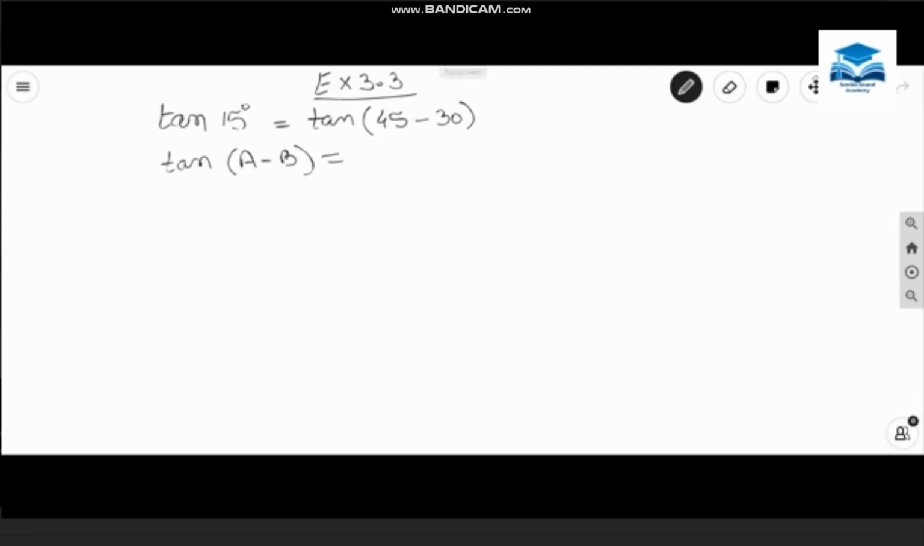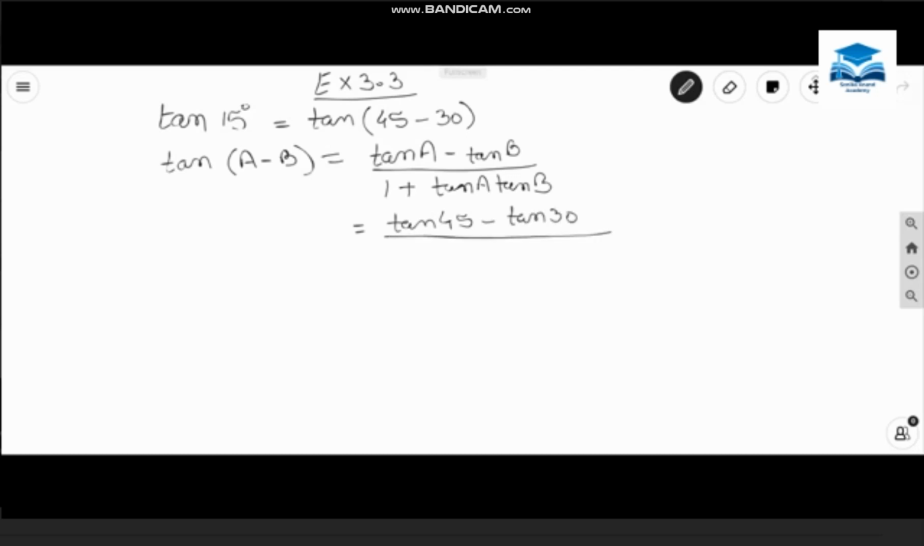So its formula is tan A minus tan B upon 1 plus tan A tan B. So we write tan 45 minus tan 30 upon 1 plus tan 45 tan 30. Now we substitute different values.